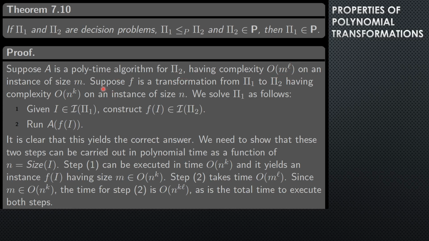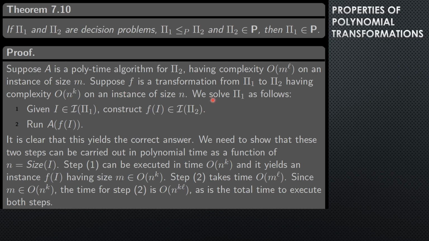Okay, now suppose that we have a transformation f from problem 1 to problem 2. It's a polytime transformation. So it has complexity order n to the k on an input of size n, where k is some constant. So it takes some input of size n, and in time polynomial in n, so order n to the k for some constant k, it transforms the input from problem 1 into an input for problem 2.